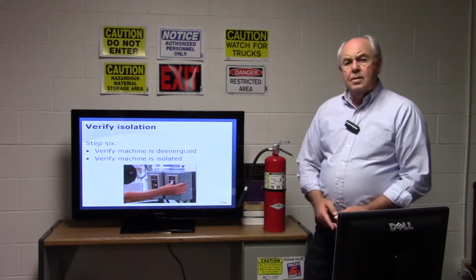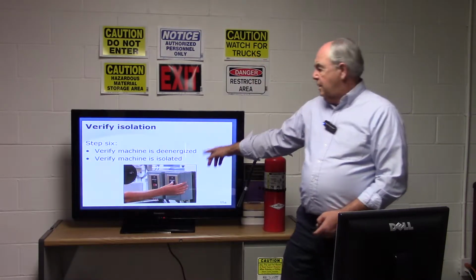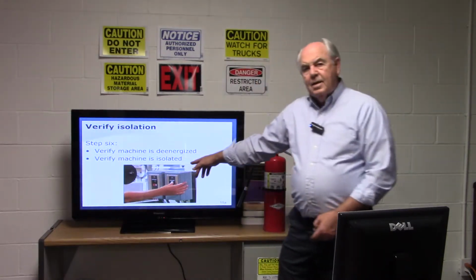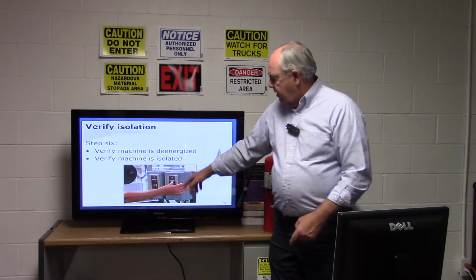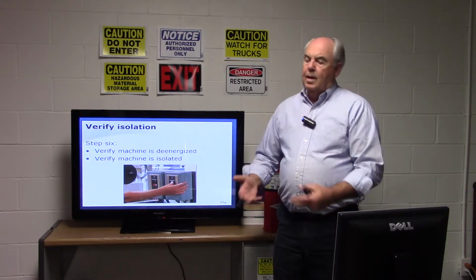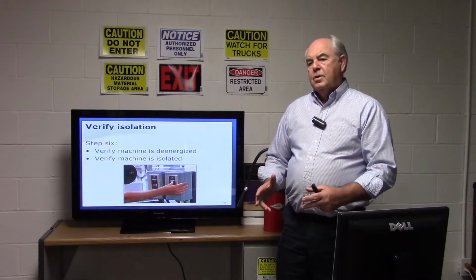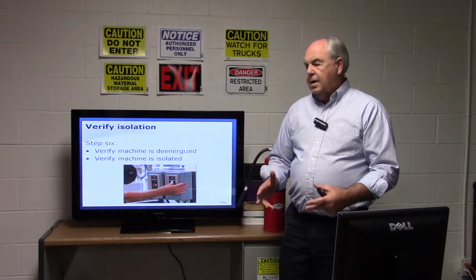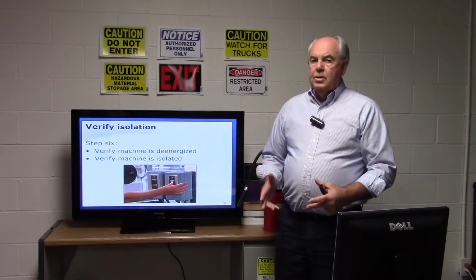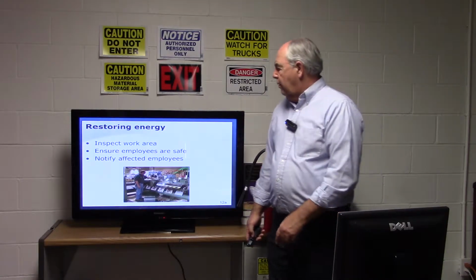Verify the isolation. This is step 6. Verify the machine is de-energized. Verify the machine is isolated. How do you do that? What's he doing? He's going over there pressing the start button. If that machine rotates, he may de-energize the capacitor. If he hits that start button again and that machine sits, then he's probably good to go. But if you hit that button and that machine starts up, look for some more energy sources. You've missed something along there.